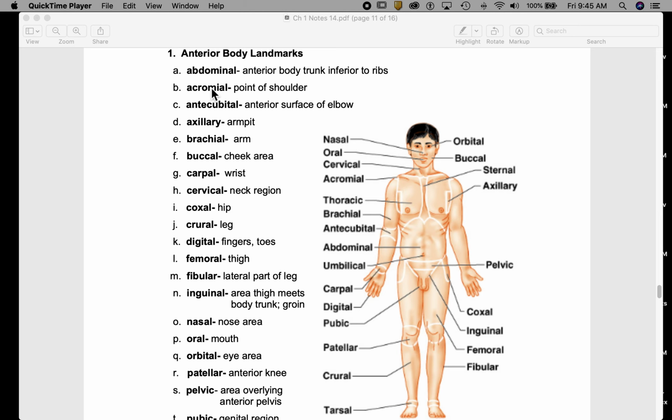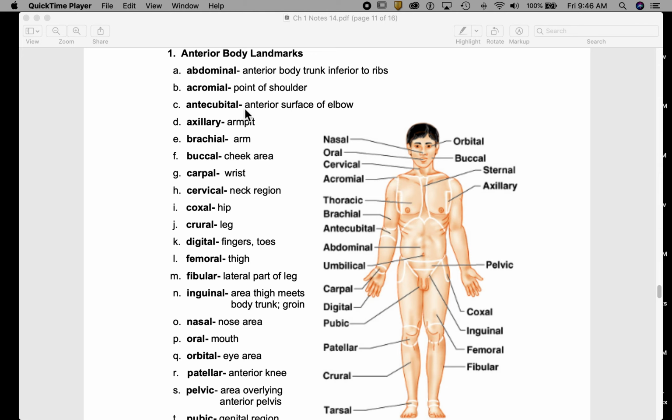Okay, so this is called acromial. This is the point of the shoulder. Part of the scapula helps form the shoulder. It's where our muscles for our arms here are attached. Part of it's the rotator cuff. And there is a projection that projects forward right here for attachments of tendons and ligaments and other connective tissue. It's called the acromion process. So this region right here, anterior shoulder, is called the acromial region, acromial.